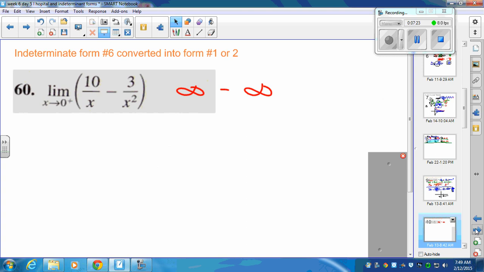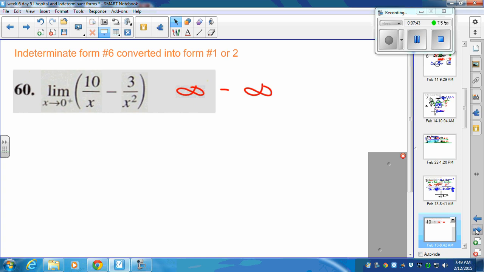All right, let's take a look at the next type. So here's one where actually you need common denominators. They're a little bit different. If you plug in 0, you get 10 over 0 minus 3 over 0. Again, think not 0, but something really close to 0. That blows up to infinity. The other one blows up to infinity. We don't know if those cancel or not.